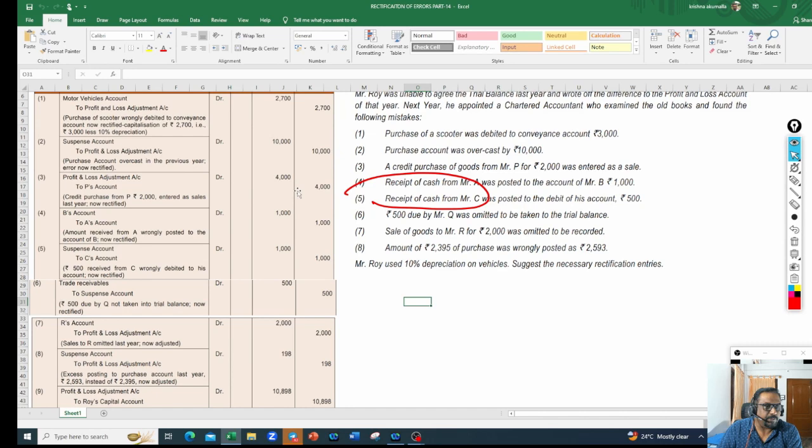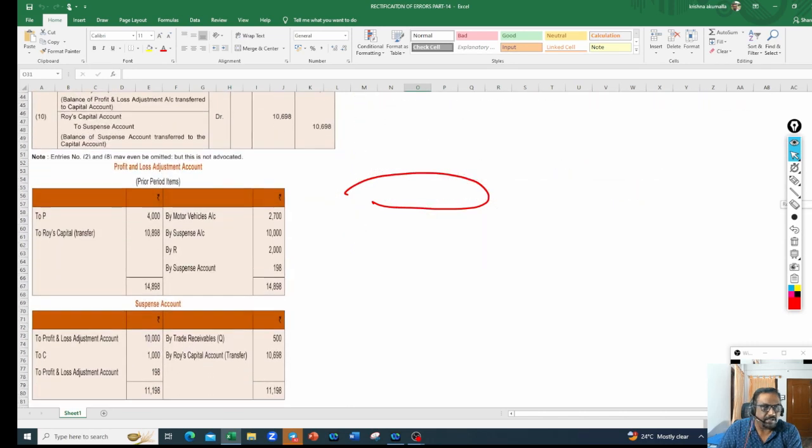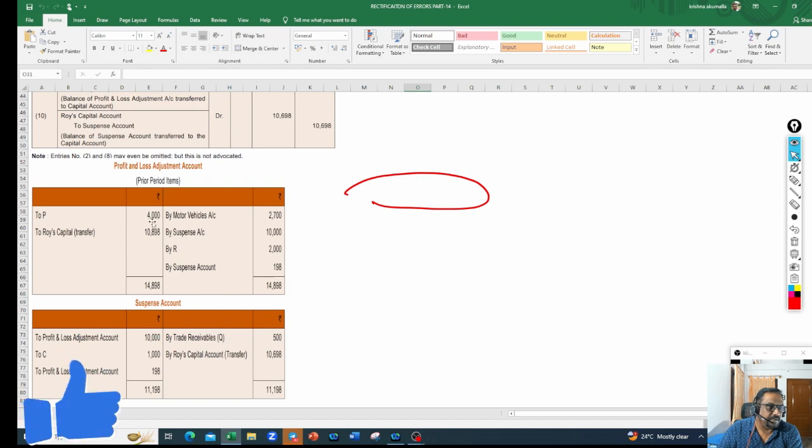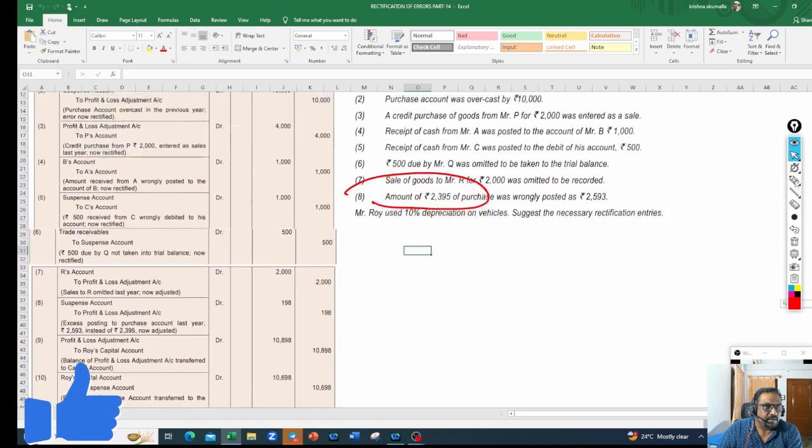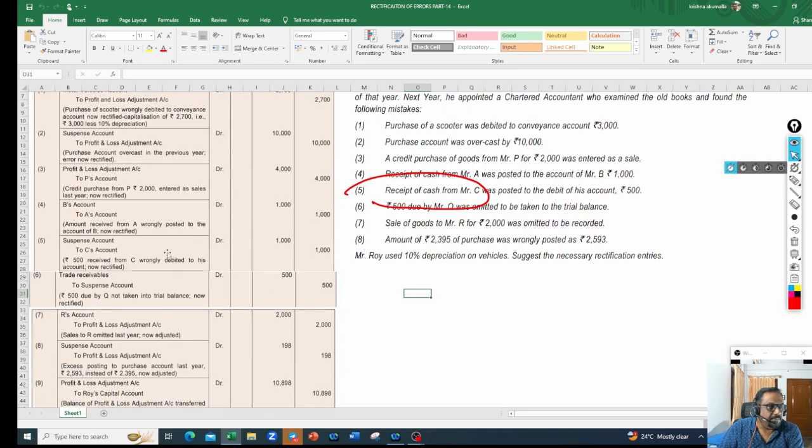Here profit and loss adjustment account is debited with 4,000. So see whether 4,000 is debited here. This is the 4,000 he debited. Next go up and see where is that B account to A account, there is no profit and loss adjustment account. Suspense account to C account, there is no profit and loss adjustment account. Trade receivable account debit to suspense account, there is no profit and loss adjustment account.